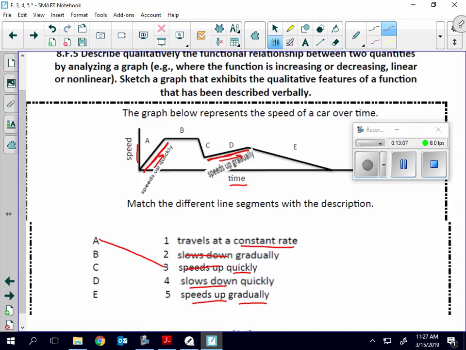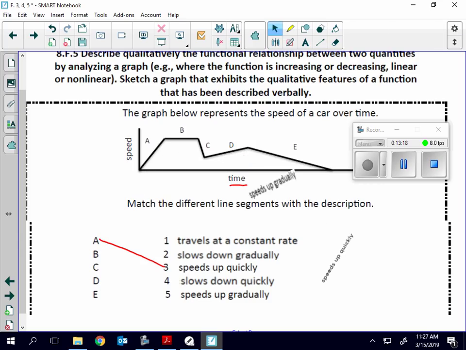You know what we could also do is maybe just write the number on the graph. So instead of doing these, let's move this out of the way. Maybe that's less confusing. 3 is this one. It speeds up more quickly, and of course, D goes to number 5, which speeds up gradually, right? That's 3 and 5. Those are our speeding up sections.